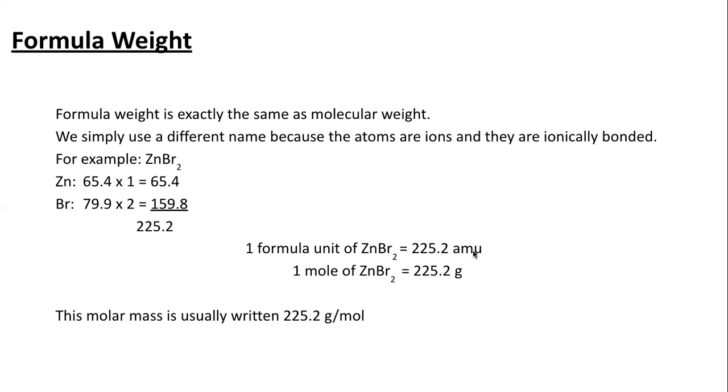And so for one formula unit of zinc bromide, we have 225.2 atomic mass units. But then again, remember, due to Avogadro's number, we know that 1 mole of zinc bromide is the same in grams as the atomic mass unit. So what we're going to talk about is the molar mass, and it is written as 225.2 grams per mole. And that's because of this equation here.